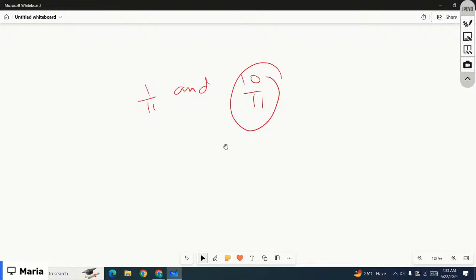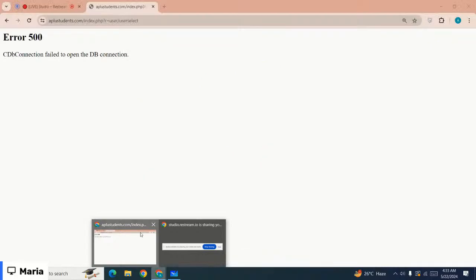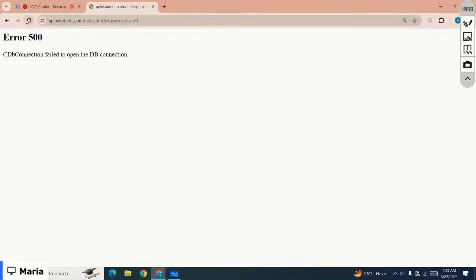Okay, the next one is which is less, 2 by 7 or 3 by 7? Which is less? Yes, 2 by 7 is less than 3 by 7, right? Because in 2 by 7 you have the less portion colored. So 2 by 7 is less than 3 by 7.